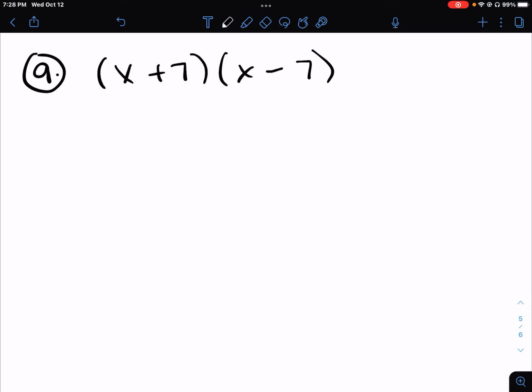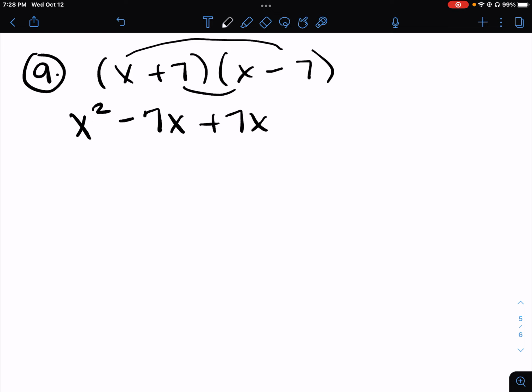Okay, this is also 2 things times 2 things, so it is a FOIL problem. X times x. Outside, x times minus 7. Inside, 7 times x. Last, 7 times negative 7. Okay, the like terms cancel because it's minus 7 plus 7, which equals 0. So we get x squared minus 49.